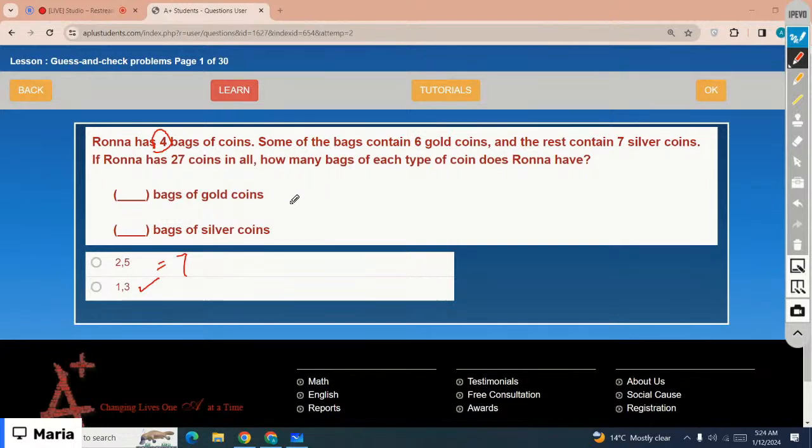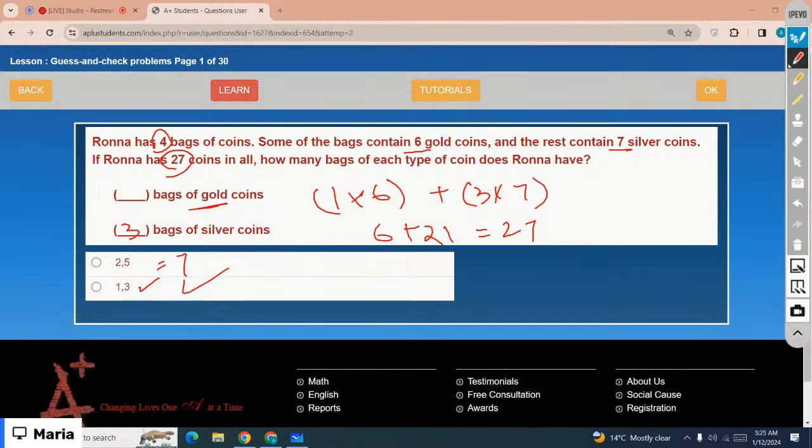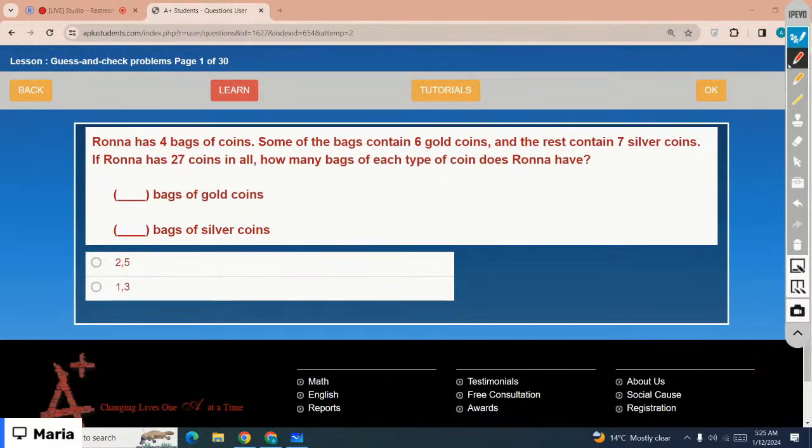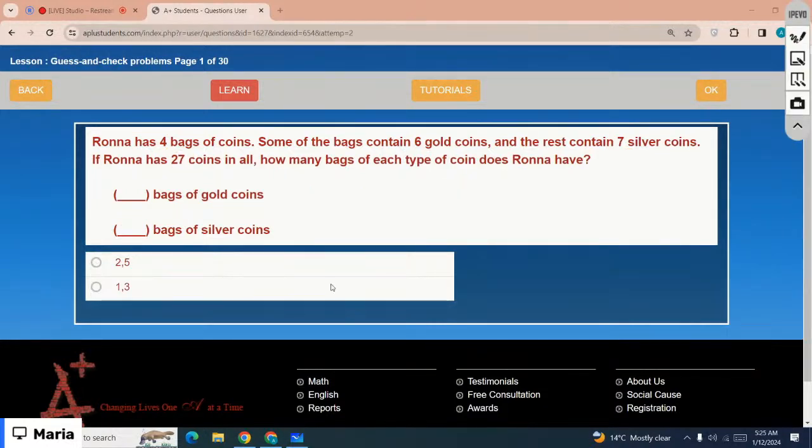Okay, 1 bag for gold coins. The gold bag has 6 gold coins, 1 times 6. And then 3 bags for silver coins, so 3 times 7. Right? So 6 times 1 is 6 and 7 times 3 is 21. So 21 plus 6 equals 27. See, there are 27 coins in all. That means the correct option is the second one. 1 and 3 is the correct option. Got it? The correct option is 1 and 3.